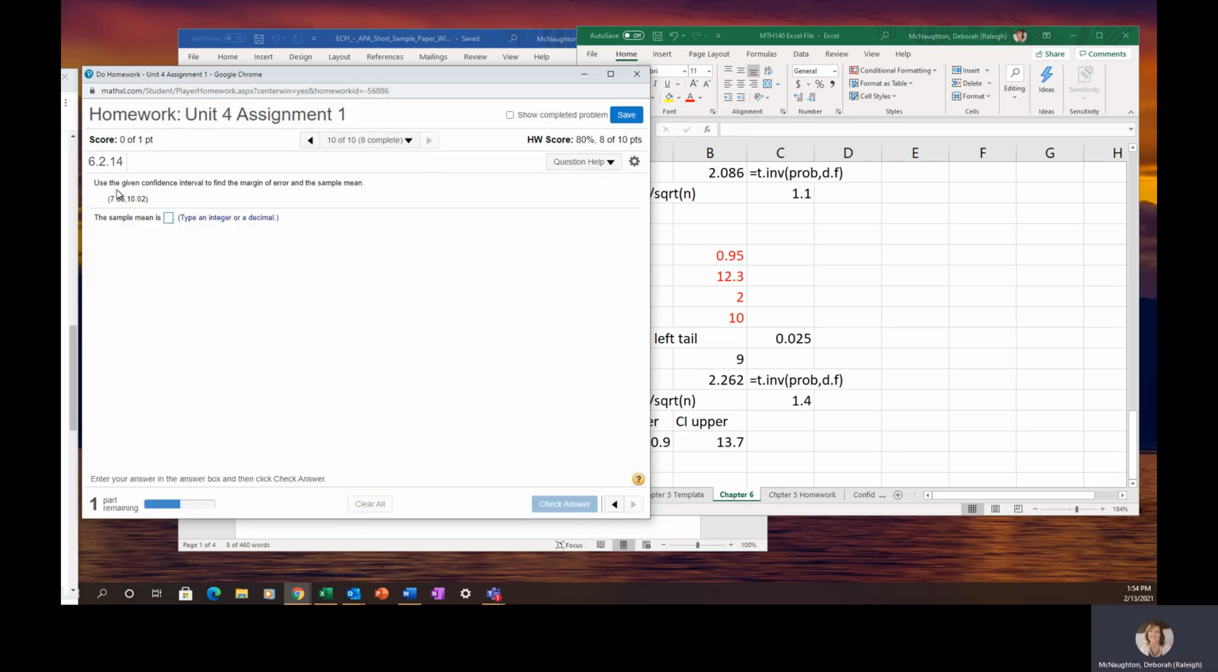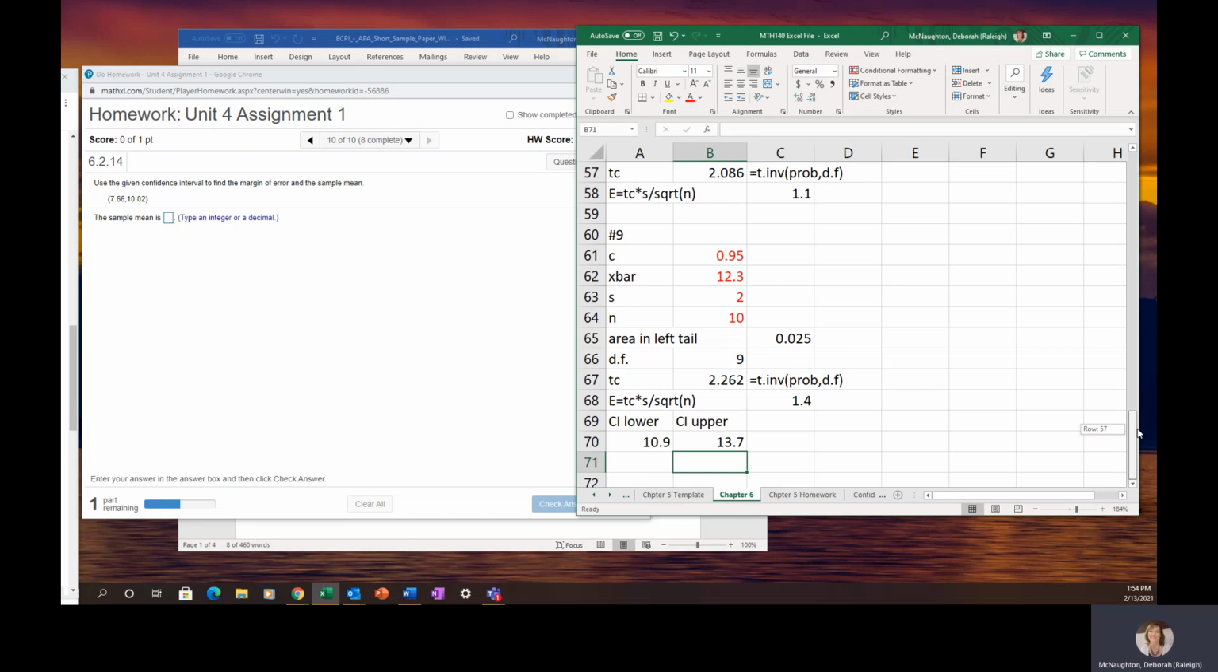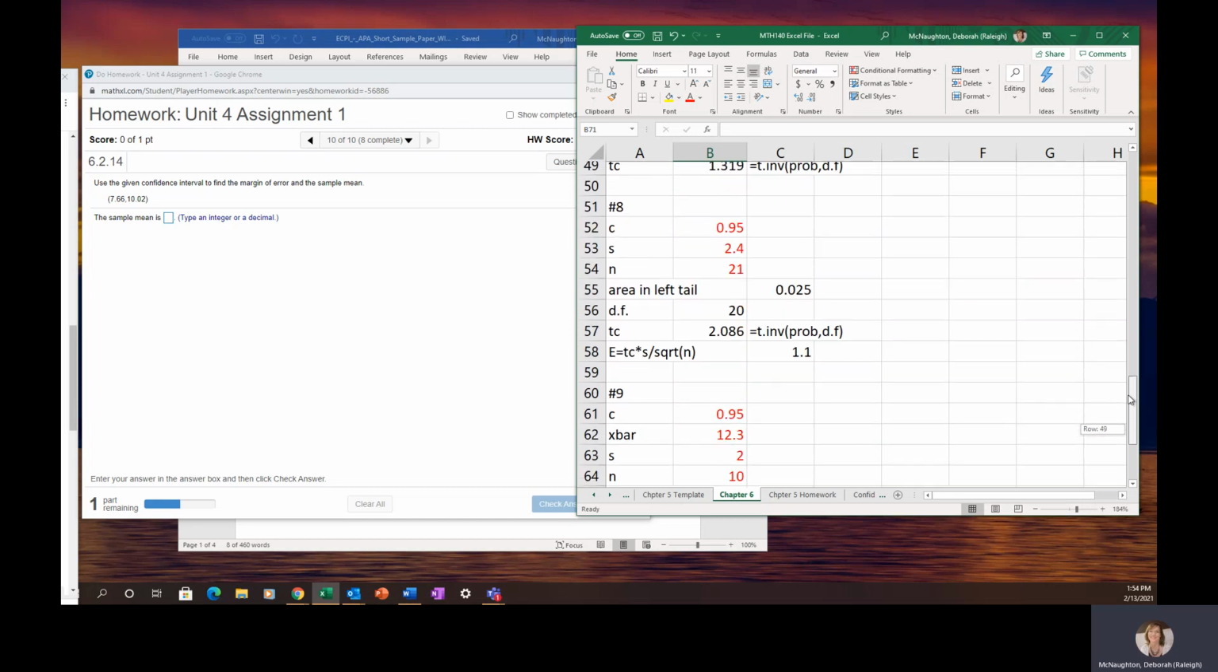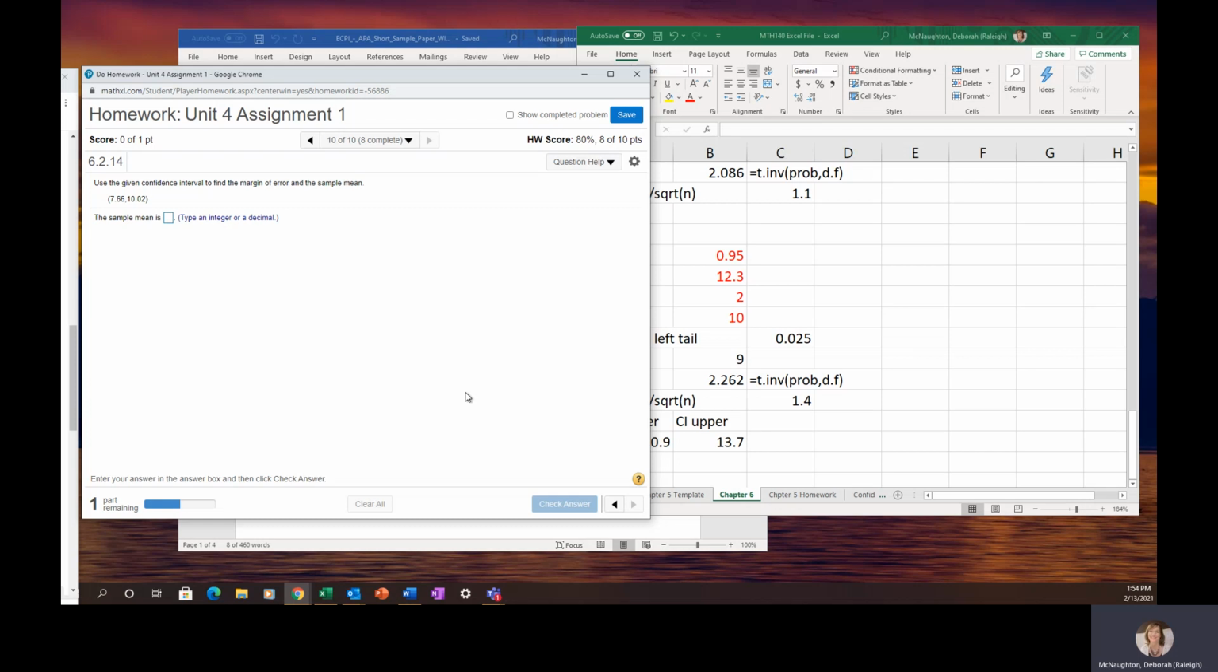And then the last question has given the confidence interval, find the margin of error and sample mean. And that's going to be the same way that we did it back here in section 6.1. So you guys already know how to do that part. All right, so that is the end of section 6.2, and that's the last part that we needed to know for chapter 6.